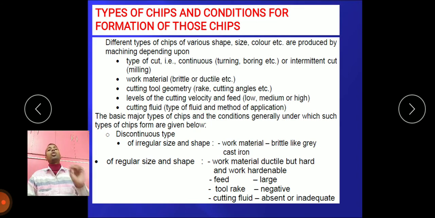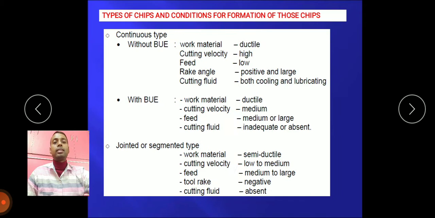So, types of chip and the conditions for formation of those chips. That means in this chart, you can see which type of chip is formed and when build up edge is formed. Different types of chip, various size and shape, color produced by the machining operation, types of cut, continuous, turning, boring, work brittle or ductile, cutting tool geometry, rake, and cutting tool, level of cutting velocity and feed, low, medium, high, continuous type, discontinuous type, irregular size and shape, work material brittle, regular size and shape, work material ductile, feed large, tool rake negative, cutting fluid absent, etc.